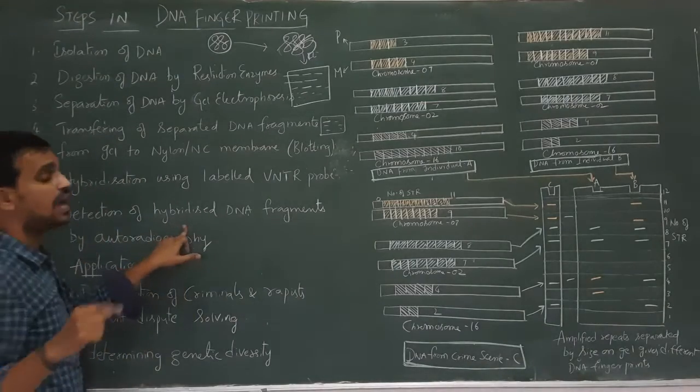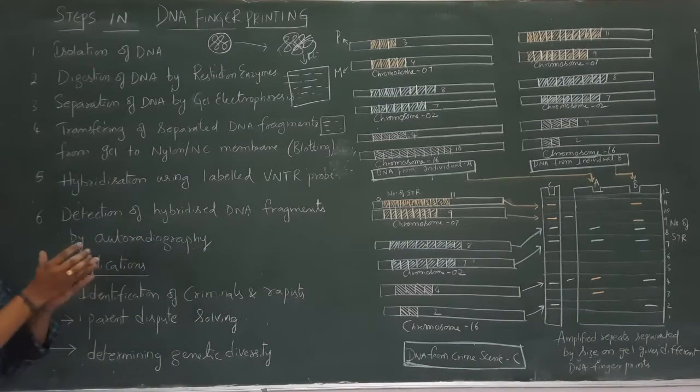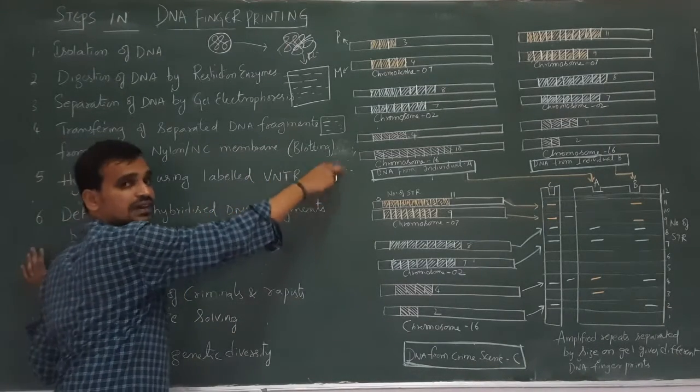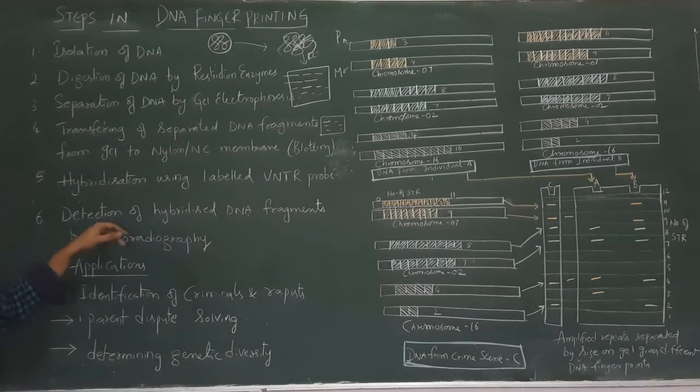Next, detection of hybridization takes place. Hybridization is nothing but one fragment binding with another complementary base pair. Detection of hybridized DNA fragments is done by autoradiography. By using autoradiography, you can see the hybridized fragments. So these are the steps involved in DNA fingerprinting.